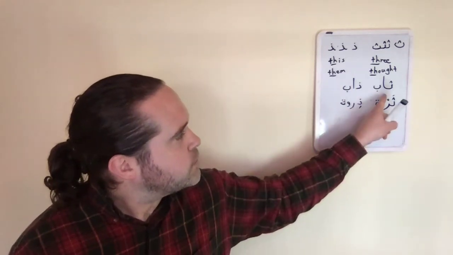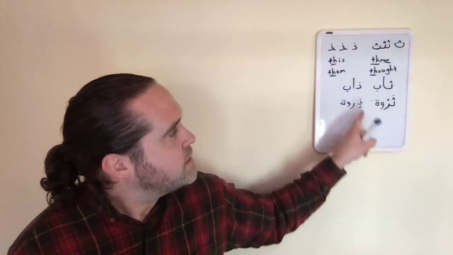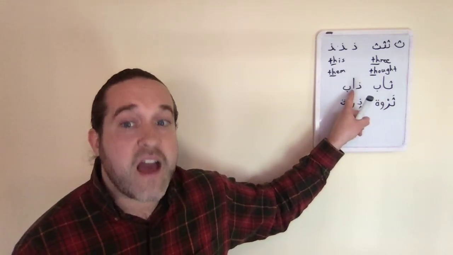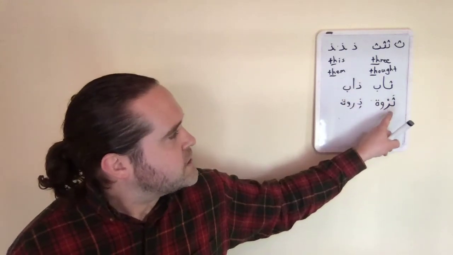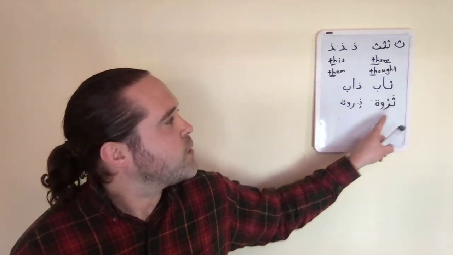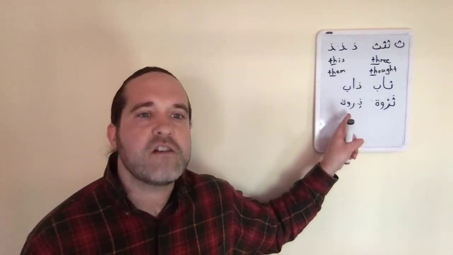So here, for example, we would pronounce this word thab, and this word dhab. And this word would be tharwa, and this word would be dhirwa.